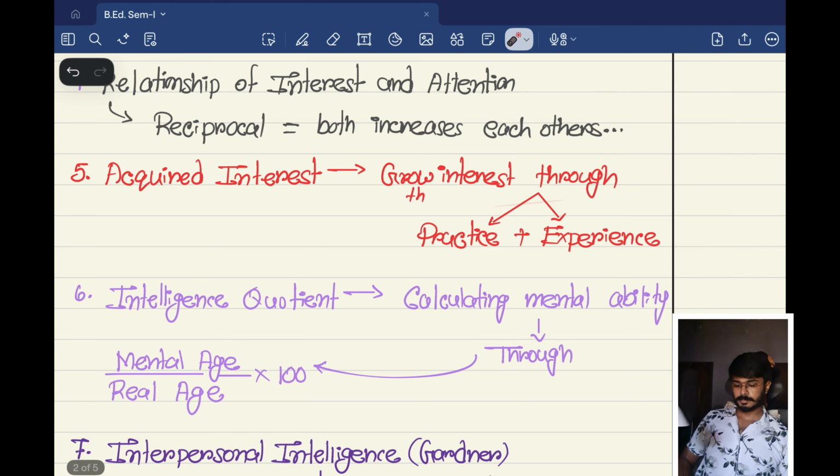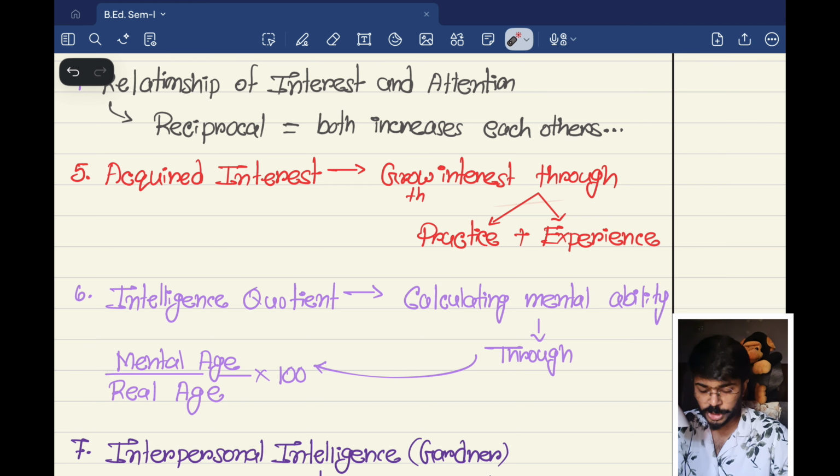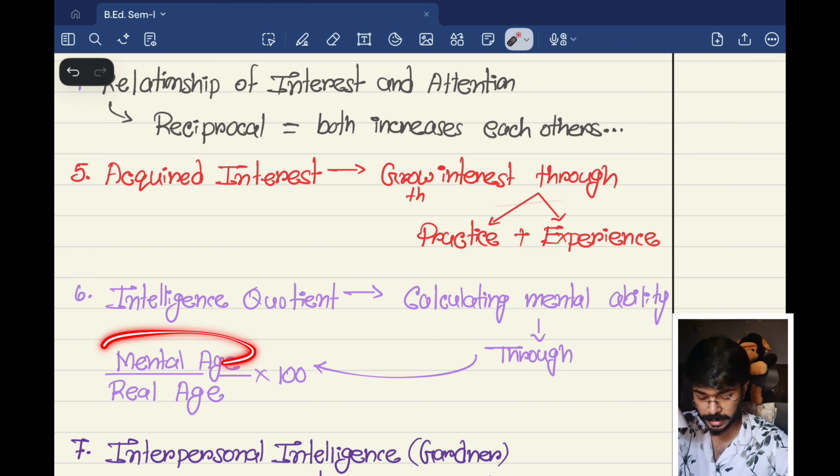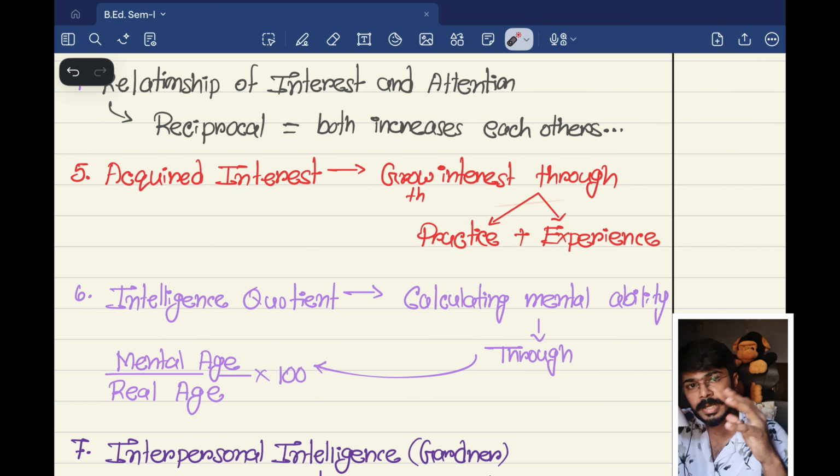Now, intelligence quotient. What does it mean? It means you have to calculate your intelligence, how intelligent you are. There is one method, one formula: mental age is divided by the real age, and there is a multiplication of 100. So it is actually a calculation. This is what you need to mug up a little bit. Intelligence quotient means that you are calculating your mental ability or anyone's mental ability by dividing the mental age by the real age, and there is the multiplication of 100. So there are two factors, one is mental age and another one is real age, and you are dividing them and these things are multiplied by 100.